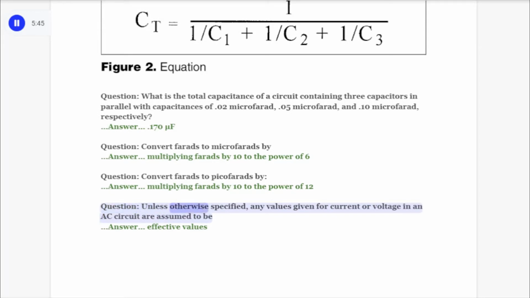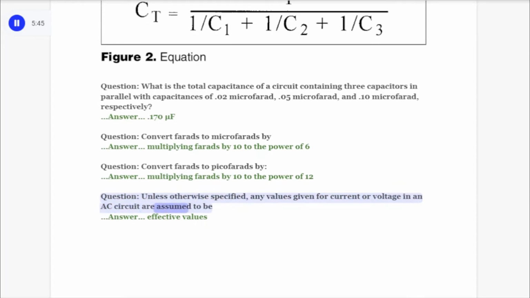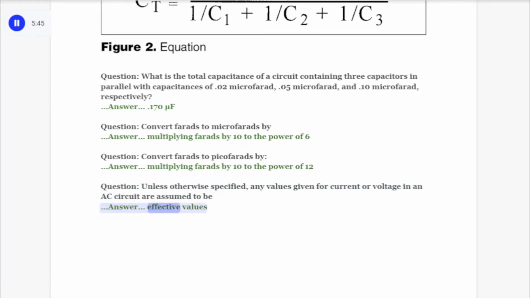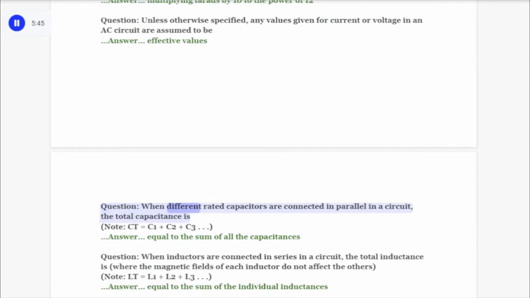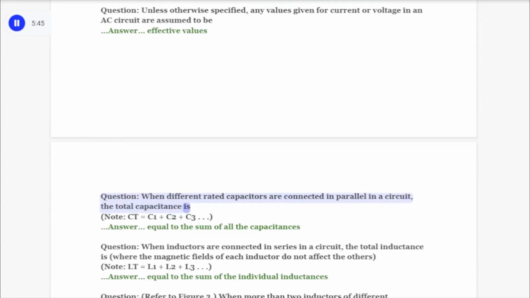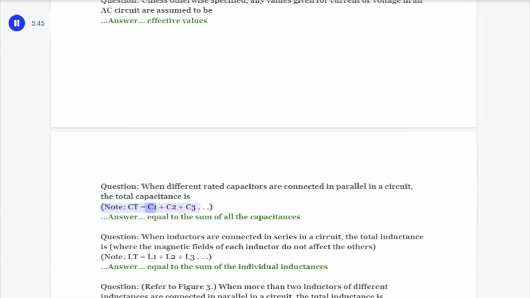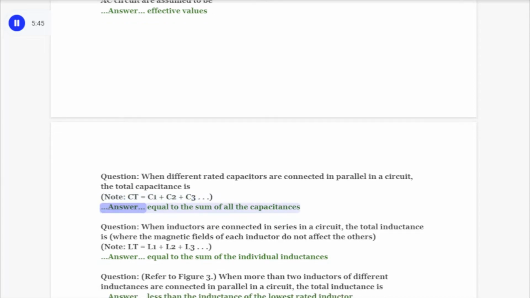Question. Unless otherwise specified, any values given for current or voltage in an AC circuit are assumed to be. Answer. Effective values. Question. When different rated capacitors are connected in parallel in a circuit, the total capacitance is. Note, CT equals C1 plus C2 plus C3. Answer. Equal to the sum of all the capacitances.